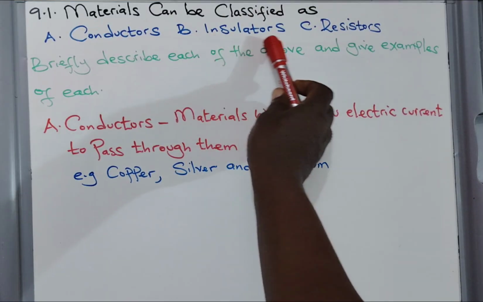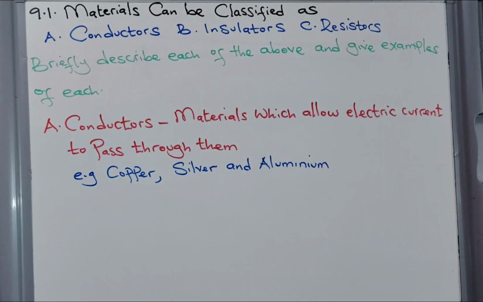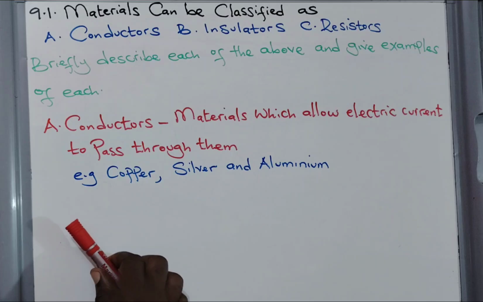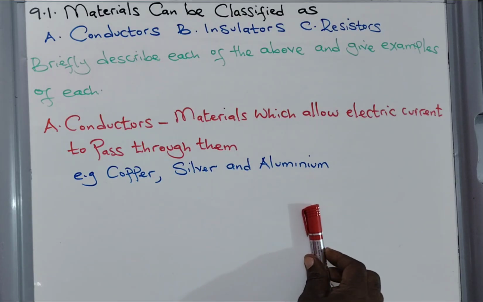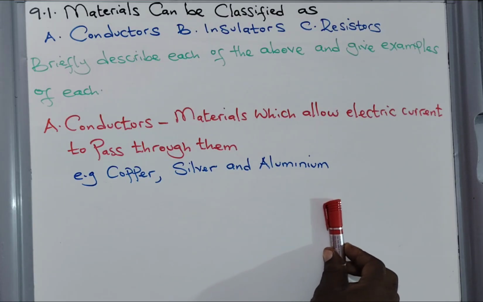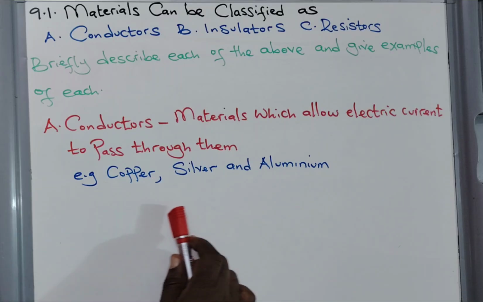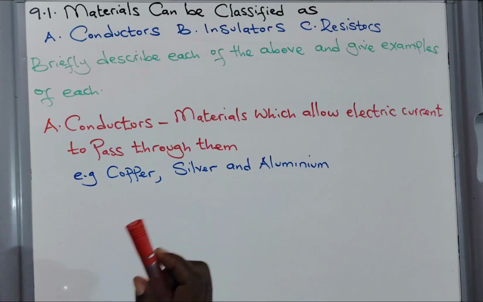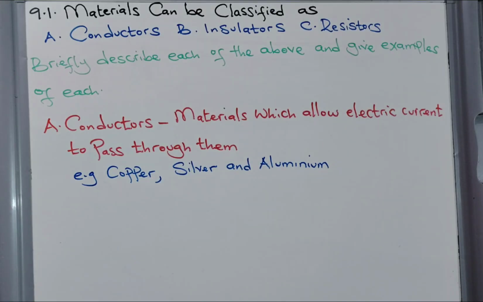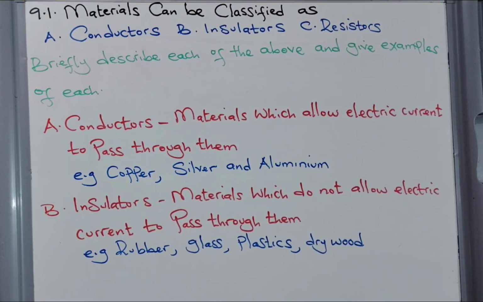Next we have insulators. What are insulators? Insulators are materials which do not allow electric current to pass through them. Examples are rubber, some plastics, dry wood, papers. All those are insulators. Then we come to this one.